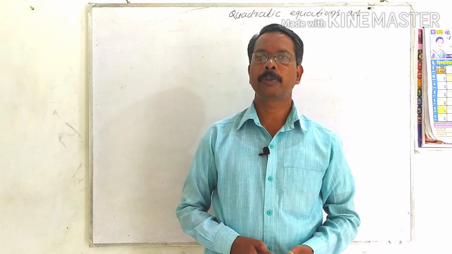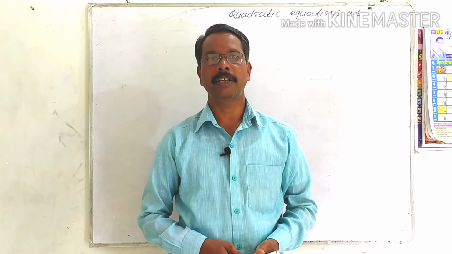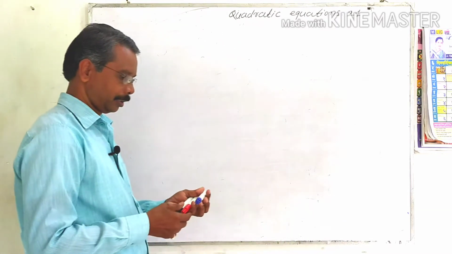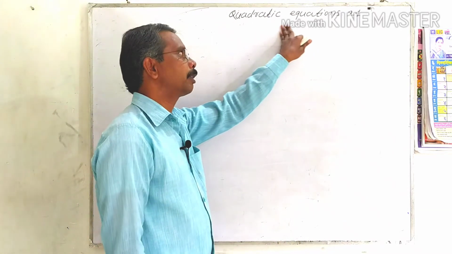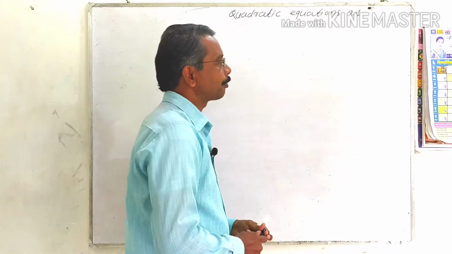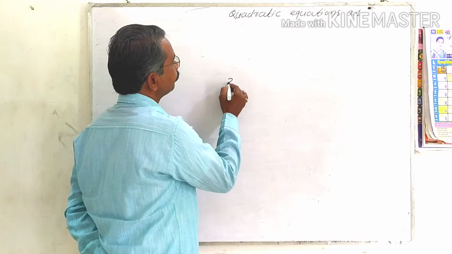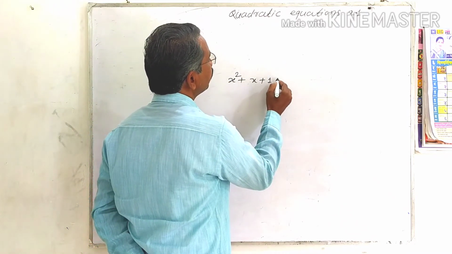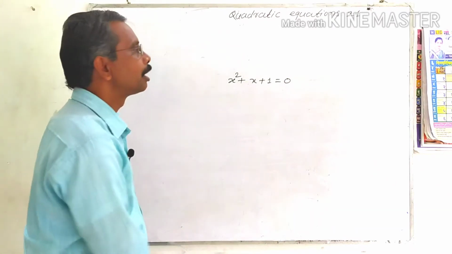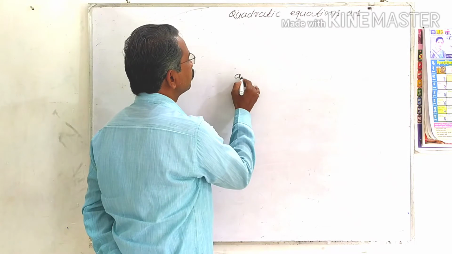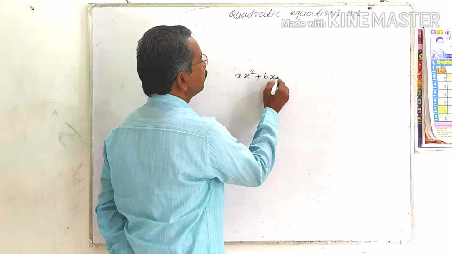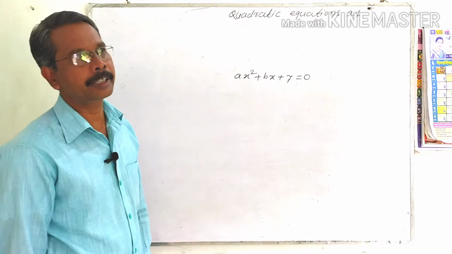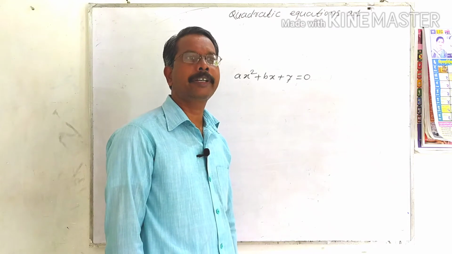Today we are going to learn what is meant by quadratic equation and how we can solve it. So let us start. First we have to know what is meant by quadratic equation. Suppose x square plus x plus 1 equal to 0, or ax square plus bx plus 7 equal to 0. It is called quadratic equation. Why is it called quadratic equation?